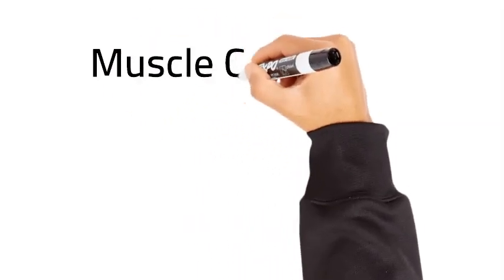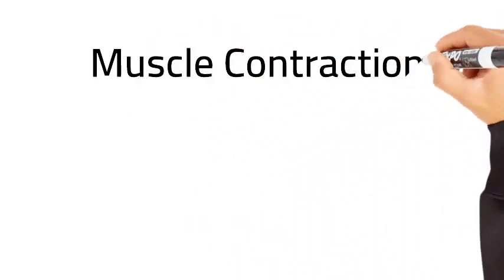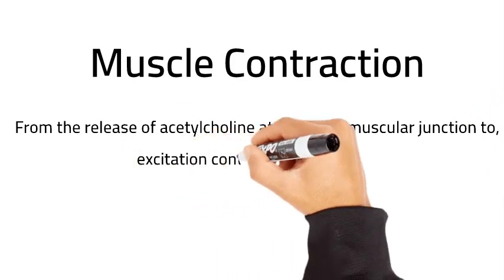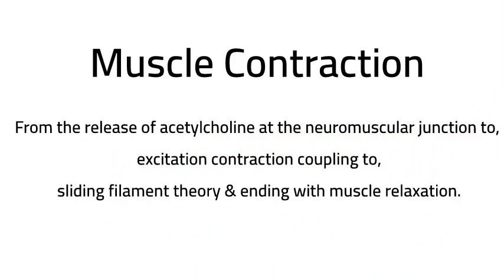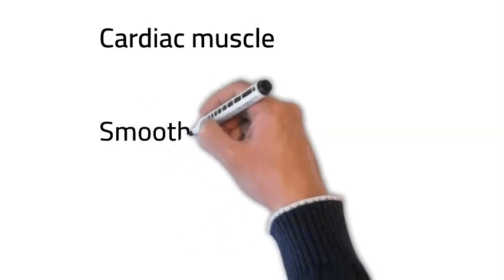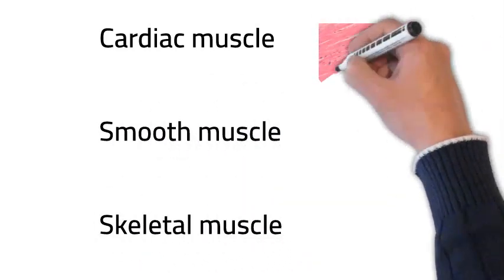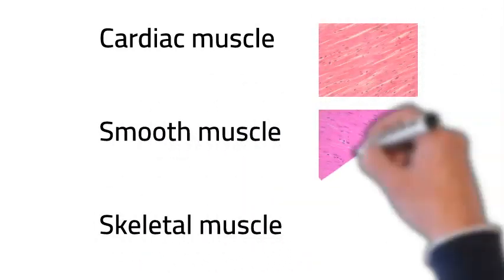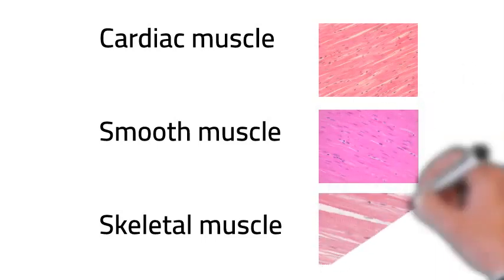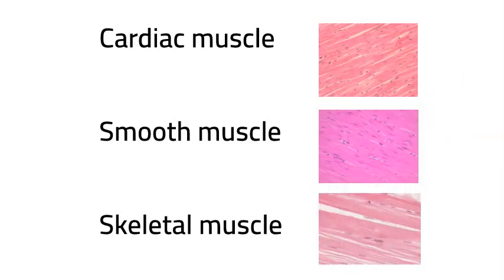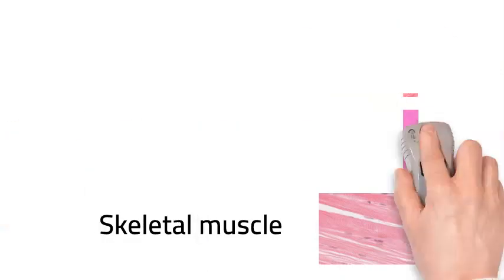Today we're going to be taking a look at and talking about muscle contraction, from the release of acetylcholine at the neuromuscular junction to excitation-contraction coupling to sliding filament theory and ending with muscle relaxation. There are three different types of muscle, all with different functions: cardiac muscle, smooth muscle, and skeletal muscle. For the sake of this video, we will be looking exclusively at skeletal muscle.